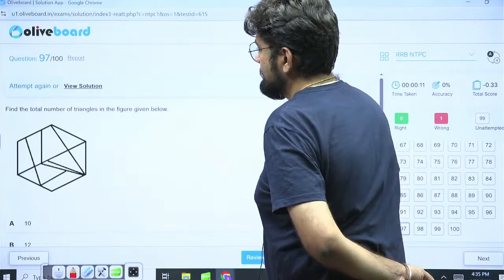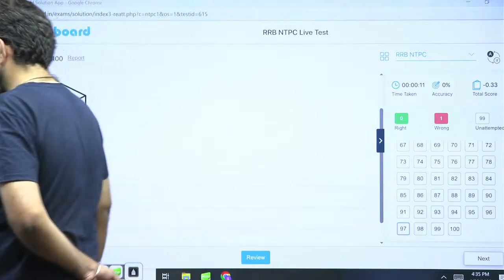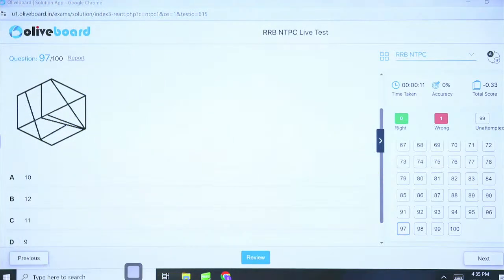97. Total number of triangles in the given figure. Oh, this is going to be challenging. If you are still watching the video, I would like you to try this one. This one is actually very interesting.